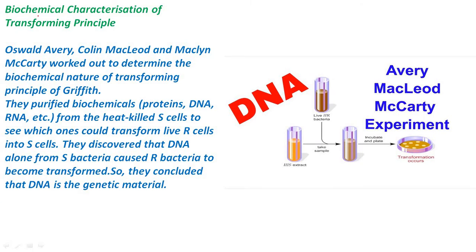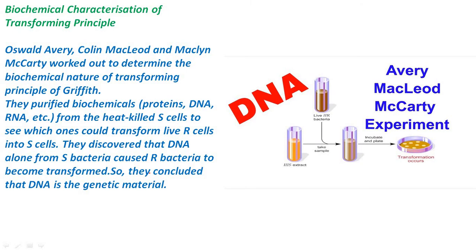The experiment of Oswald Avery, Colin MacLeod, and McCarty worked out to determine the biochemical nature of the transforming principle of Griffith. They purified the biochemicals from the heat-killed S cells to see which one could transform the live R cells into S cells. They discovered that the DNA alone from the S bacteria caused the R bacteria to become transformed. So they concluded DNA as a genetic material. The experiment performed by Avery and his co-workers is known as an in vitro experiment, as it was performed in a test tube or dish using an artificial culture medium and not within the body of the organism.